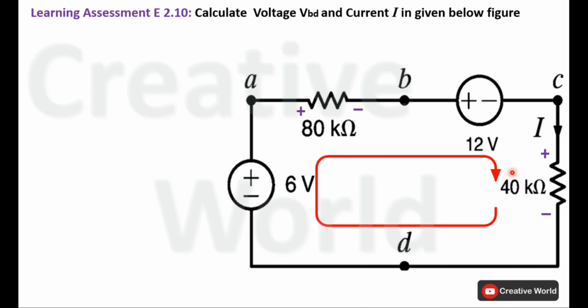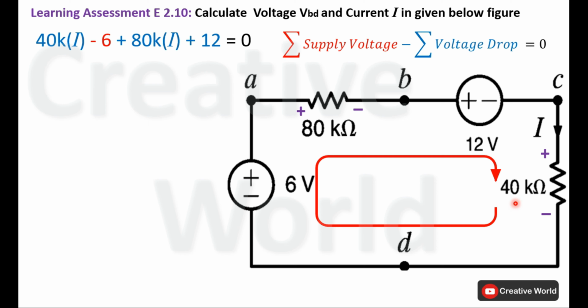If the author of the book assigns any polarity across these elements, then it is compulsory for us to follow that notation. In this case, no notation was given, so we have assumed our own notation. Let's proceed towards the solution. We will be using Kirchhoff's voltage law. Summation of all supplied voltage in this circuit minus summation of all voltage drop in this circuit will be equal to 0. Place all supply and drop voltage into this equation.